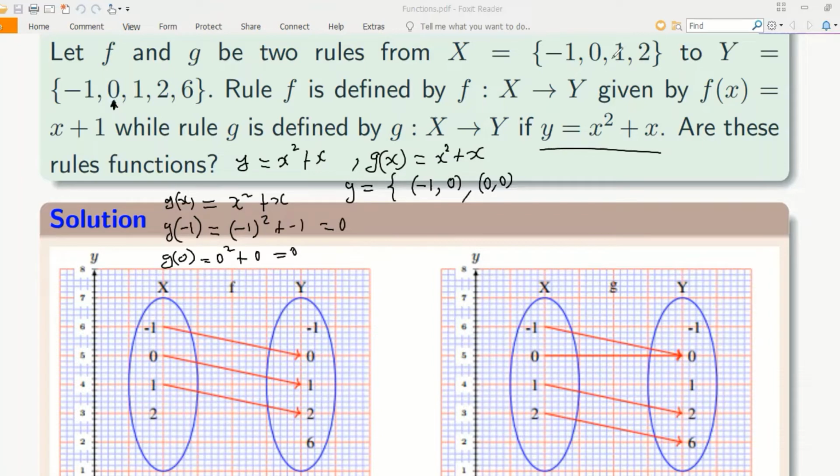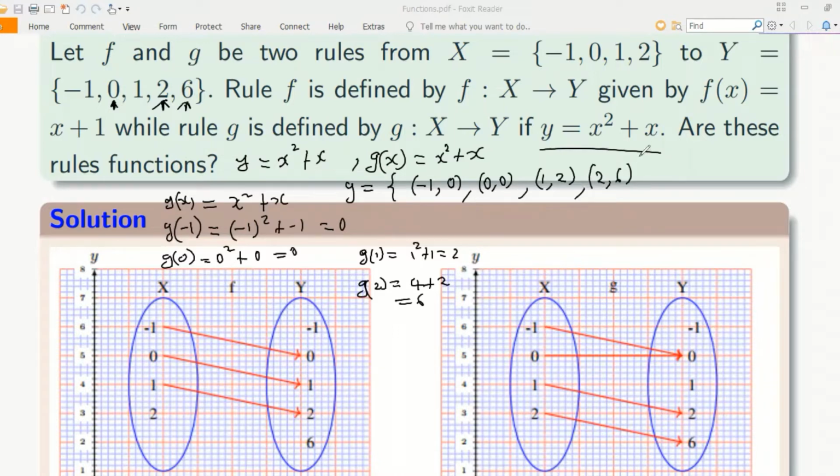Let's come to this other object, 1. G of 1. The definition says it will be 1 squared plus 1, which is 2. That means 1 is supposed to be assigned to 2. Is 2 in Y? Yes, 2 is in Y. The last object is 2. G of 2. By definition, it will be 2 squared, which is 4, plus 2, which is 6. That means 2 should be assigned to 6. Is 6 there? Yes, 6 is there.